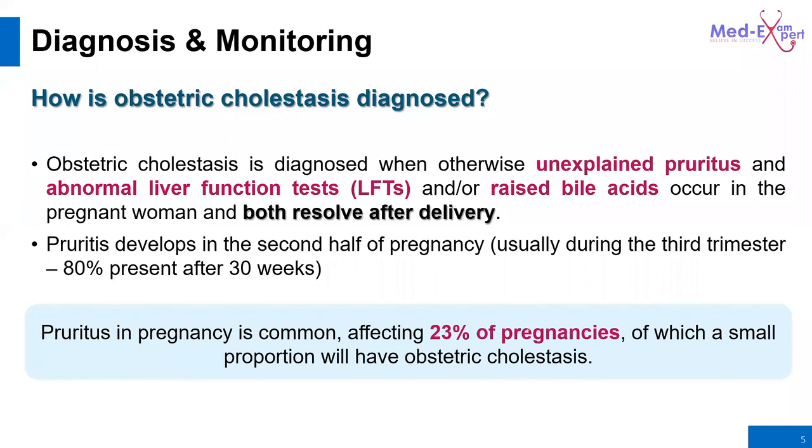Usually this condition develops in the second half of pregnancy, during the third trimester, and 80% of the cases present after 30 weeks. So we have pruritus and we have abnormal liver function tests or raised bile acids. Both resolve after delivery, and most commonly this condition will present after 30 weeks gestation.